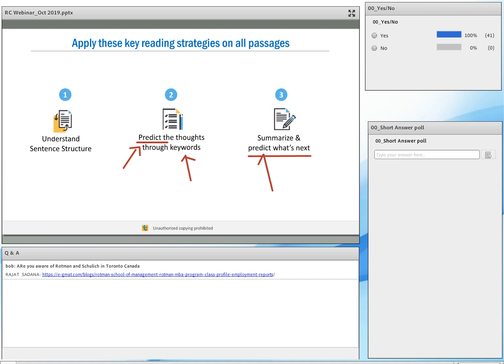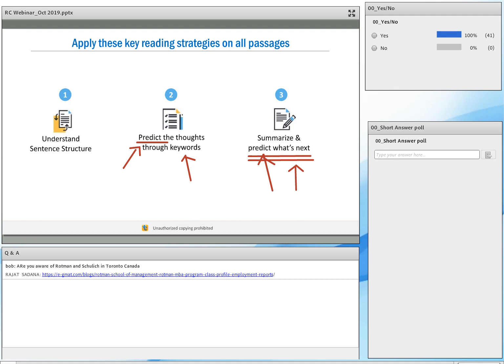However, for predicting what's next when you are summarizing, you're absolutely right that your thought process may not match what the author is saying. And that's why I don't pay that much attention to this prediction. What the prediction in strategy number 3 does is just keep you engaged with the passage. Think about it as if you're in active conversation with the author. That's what this prediction does, right?